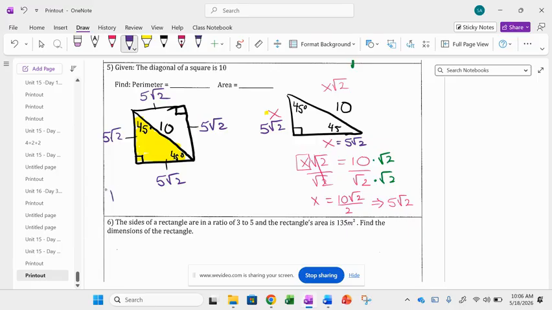So now it says find the perimeter. So the perimeter is 5 root 2 plus 5 root 2 plus 5 root 2 plus 5 root 2. So remember, you just add the numbers in front. 5 plus 5 is 10, plus 5 is 15, plus 5 is 20. So our perimeter is 20 root 2.